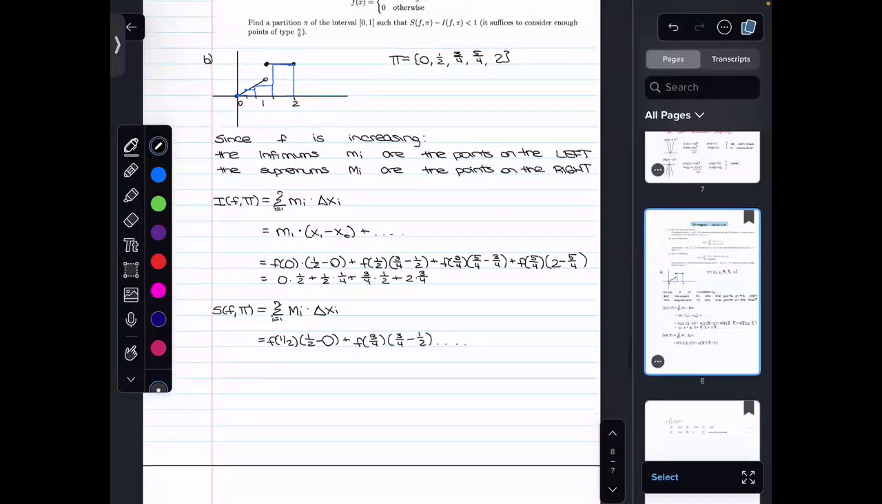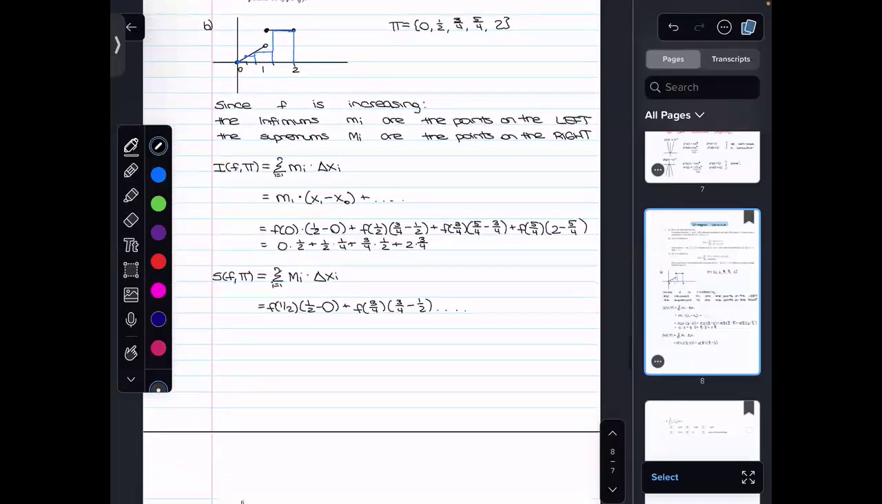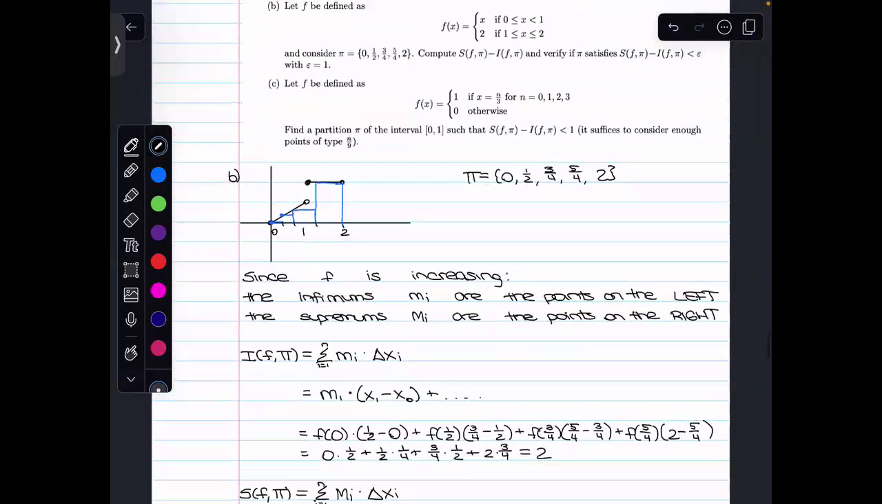Okay, so you got 2 for the previous one, and then 47/16, which is approximately 3, a little bit less. And then they just ask us to verify that the difference between them is less than epsilon, with epsilon equal to 1. The difference between them just refers to the difference in the approximations. So the smaller that difference is, the closer these are to being equal to the definite integral.